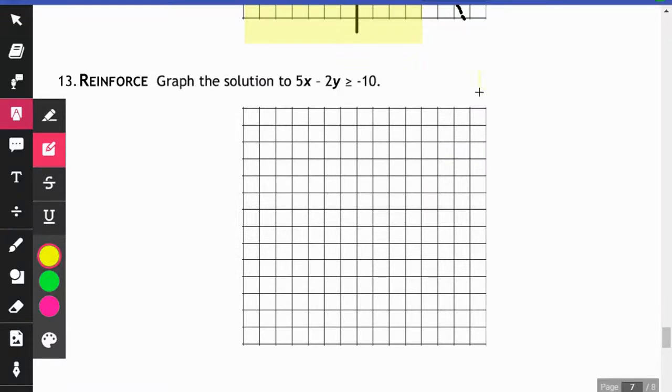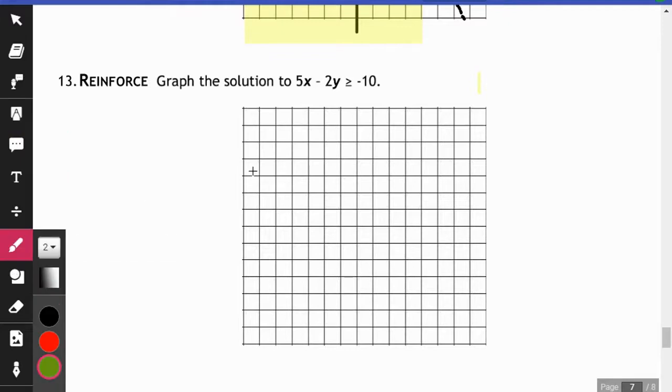Here, we're going to do the same thing. I'm going to graph 5x minus 2y equals 10. And you can plug in: if x is 0, then y is -5. And if y is 0, then x is positive 2. That's what we're going to do, 0, -5, and 2, 0. I'm going to graph them in a moment.